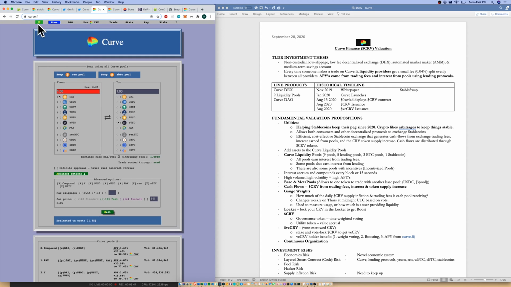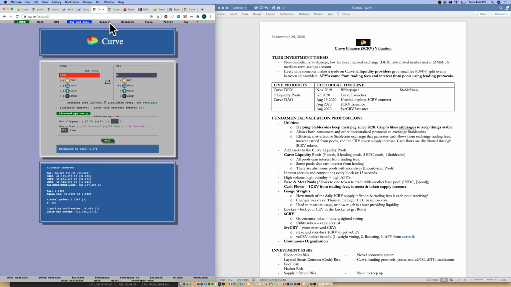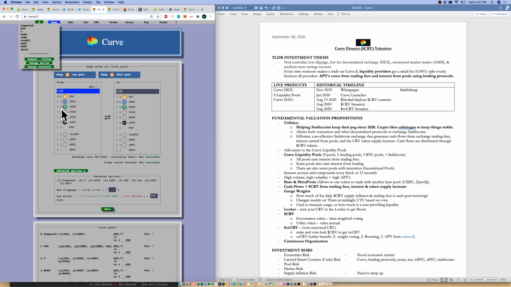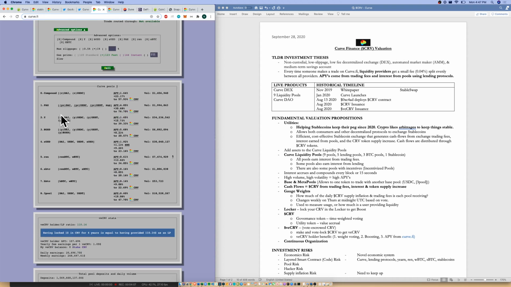So I would come up here to the green arrow section, and if, let's say, I had some SUSD, I would come here to deposit, and then I would deposit my SUSD into the SUSD CRV liquidity pool. So there's 9 pools, 5 lending, 3 BTC, and 1 stablecoin pool, and then I would be earning APY based on my staked assets. So let's have a look at the pools down here.